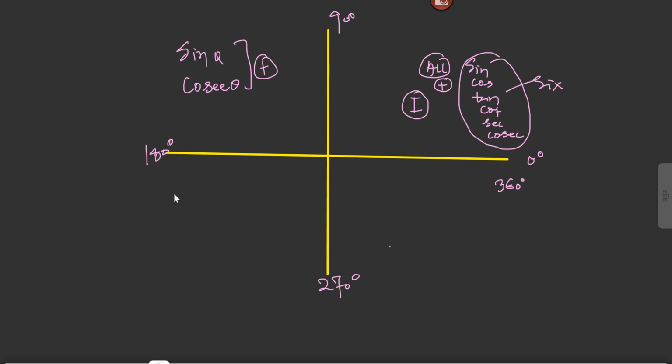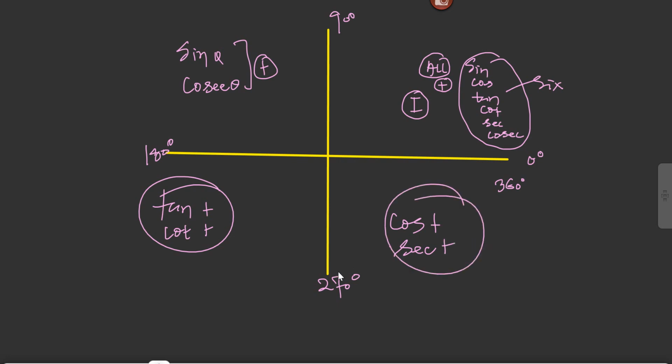Third, we have all silly Tom. Tom means tan and cot. Both are positive. Rest of the trigonometric ratios are negative here. And finally, we have cos and secant. These are positive. Rest are negative. Please remember it, okay? I'll give you 1 minute. Try to remember this trick in all quadrants: in which quadrant what is positive, what is negative. That is very important for us.